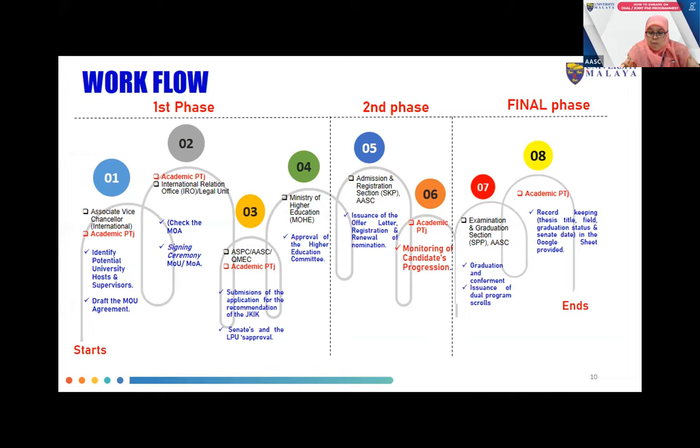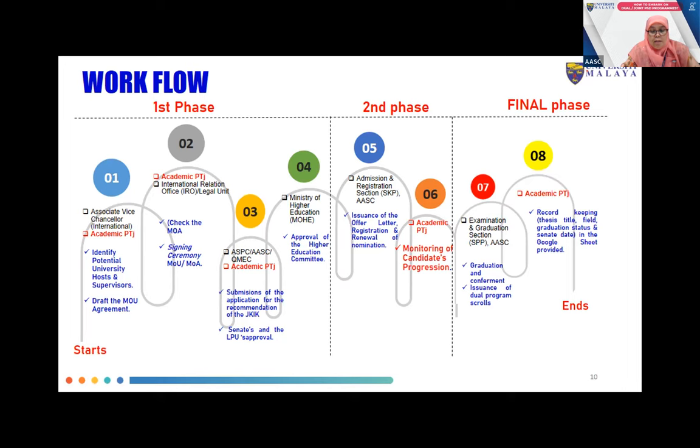Later, the final phase is of course the graduation, and this is the best moment. It's worthwhile having the student. I mean, the student feels satisfied. They managed to get two scrolls, and we are happy. They are happy. Everyone is happy, right? That's the end. So this is the workflow that the faculties and everyone has to go through.